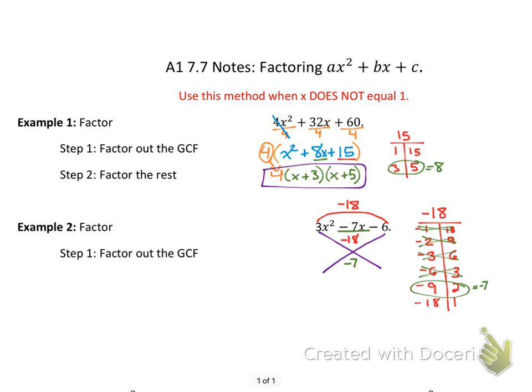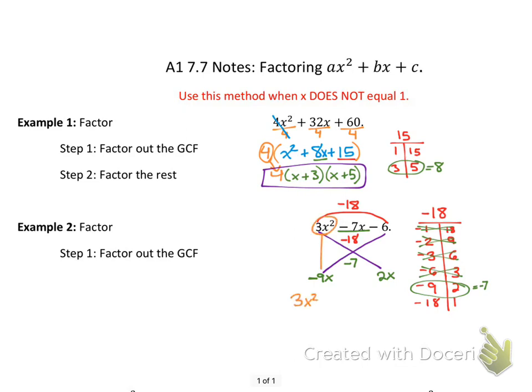So those factors right here, the negative 9 and the positive 2, are going to go at the bottom of my cross. So I'm going to put negative 9x here and 2x here. Now this works because negative 9 plus 2 is negative 7. Now we're going to work our way around. We're going to start with 3x squared.